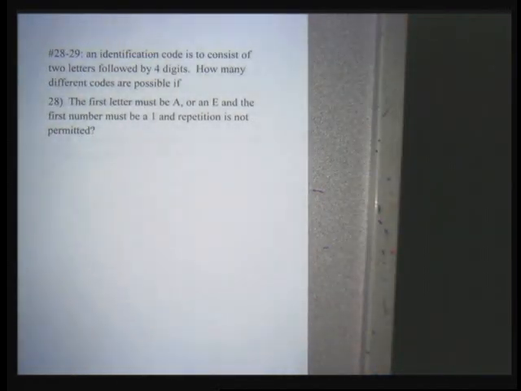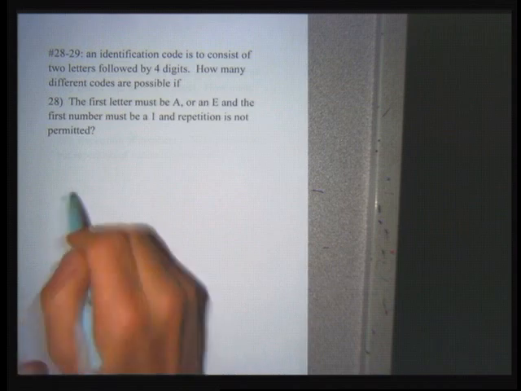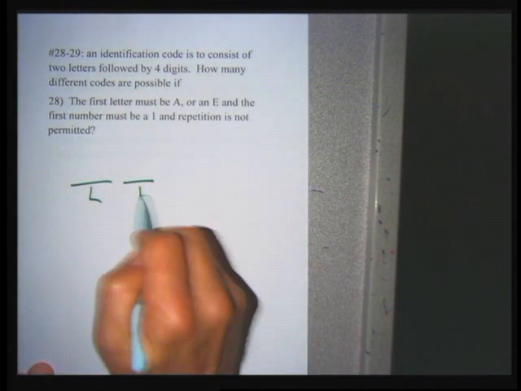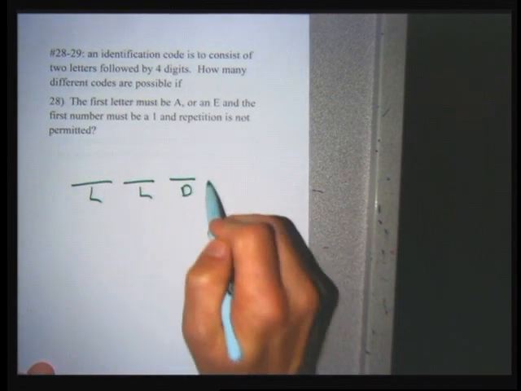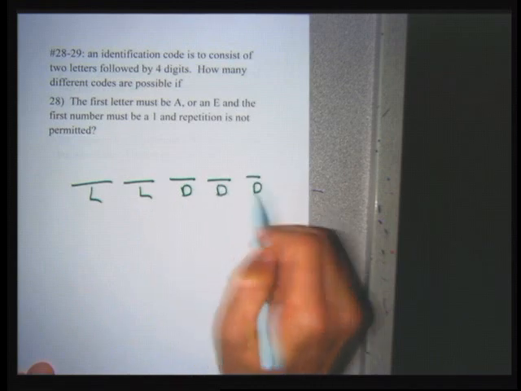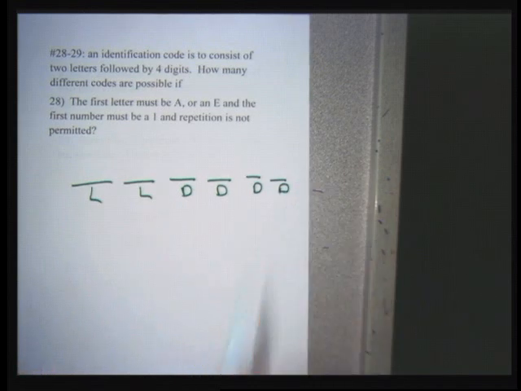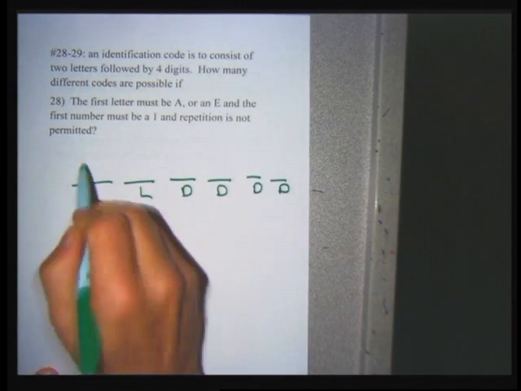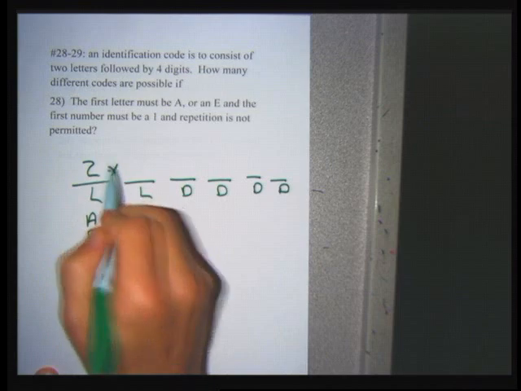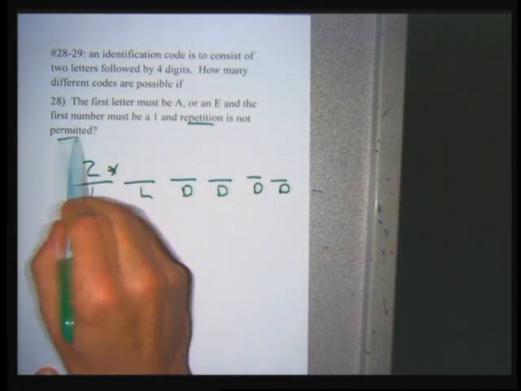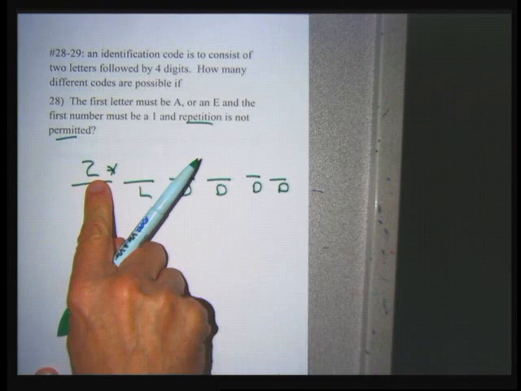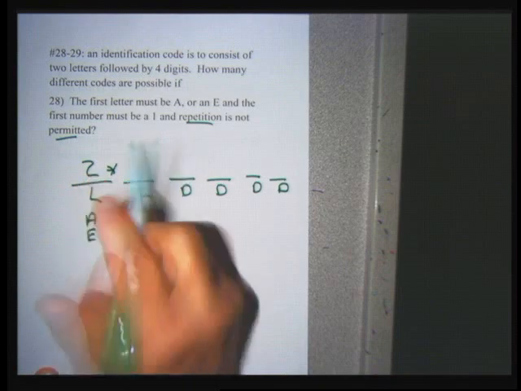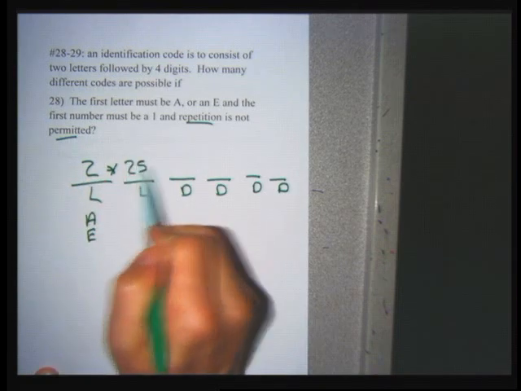Identification codes. The identification codes consist of 2 letters followed by 4 digits, means the numbers 0 through 9, the 10 different numbers. Okay, so for the first letter, it must be an A or an E. So there's only 2 choices for the first letter. Repetition is not permitted. There's generally 26 letters to choose from. I've used one of the 26 letters. I only have 25 left.